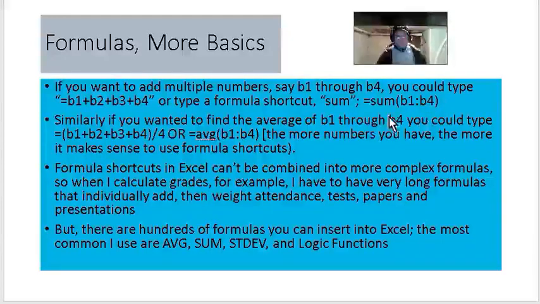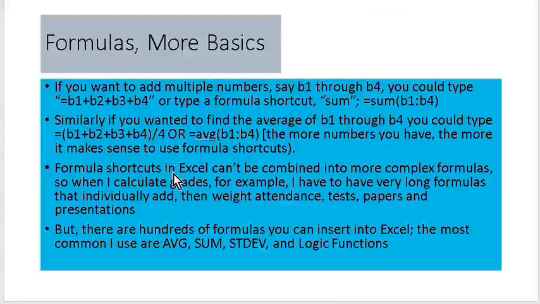Similarly, if you wanted to find the average of B1 through B4, you could type add everything up divided by how many there are, or equal average B1 through B4. So the more numbers you have, the more it makes sense to use formula shortcuts. Formula shortcuts in Excel can be combined, but they can't be combined in the same cell. So I have to have very long formulas that individually add, then weight, attendance, tests, papers, and presentations. But there are hundreds of formulas you can insert into Excel.